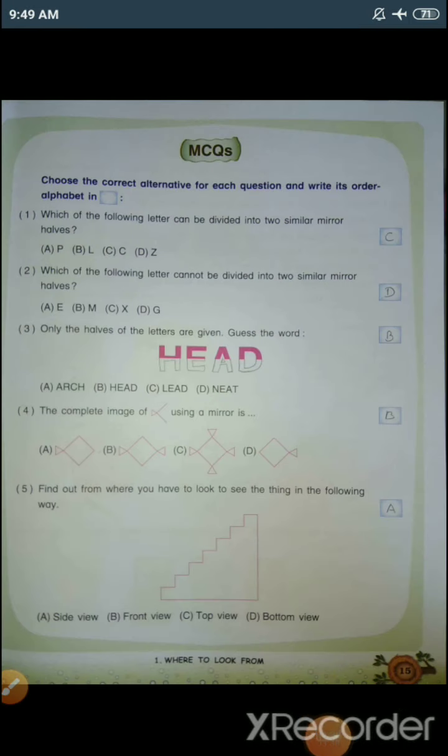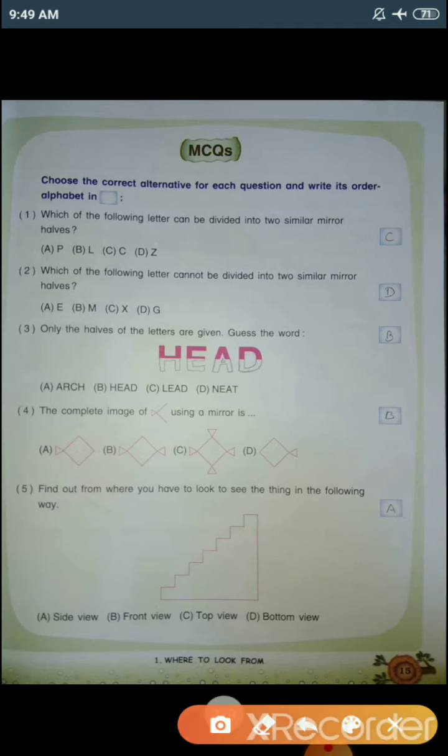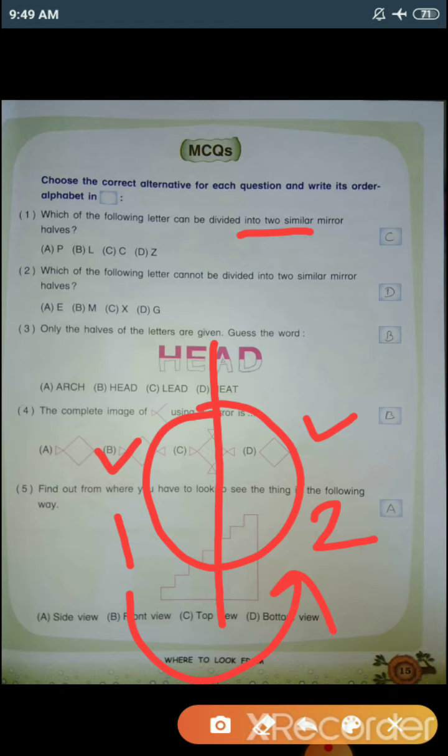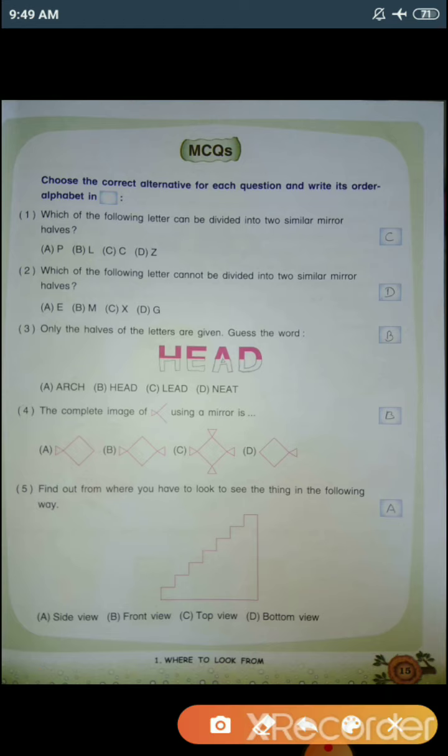Here it says, which of the following letters can be divided into two similar mirror halves? Now two similar mirror halves means, suppose let's take the example of letter O. With the help of a vertical line, I divide this O into two parts, part 1 and part 2. The two parts look similar to each other. That means it is a mirror half shape. So let's see, option A P, option B L, option C C and option D Z.